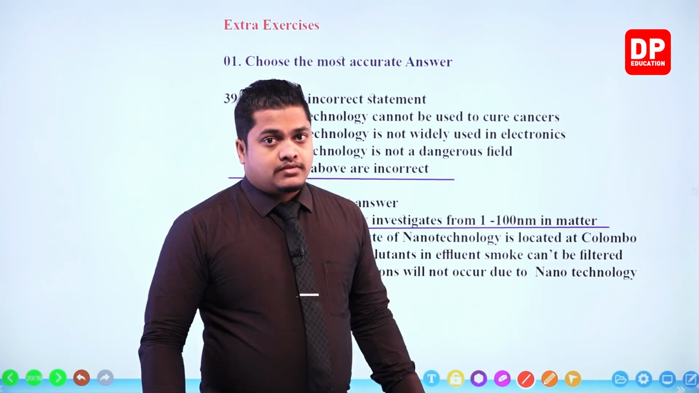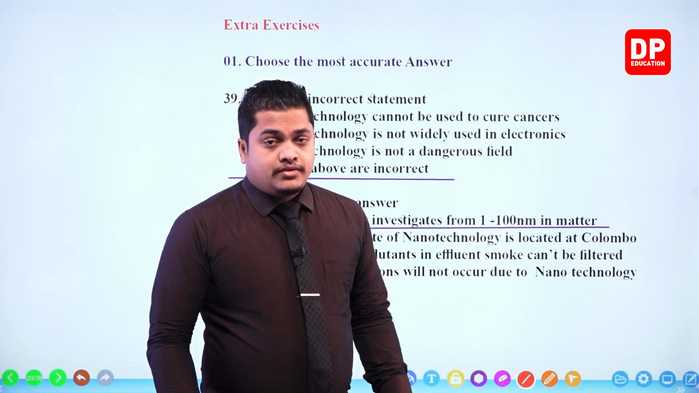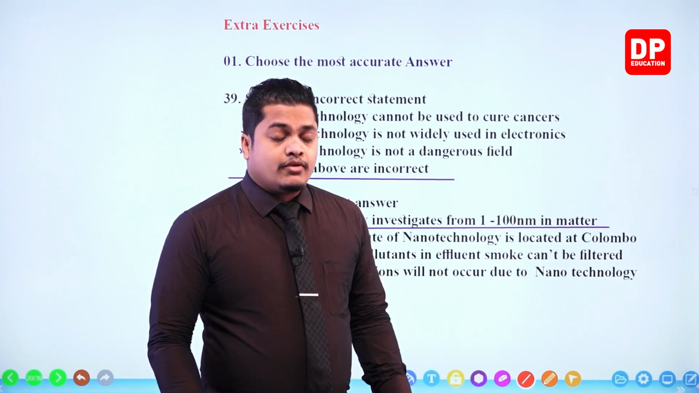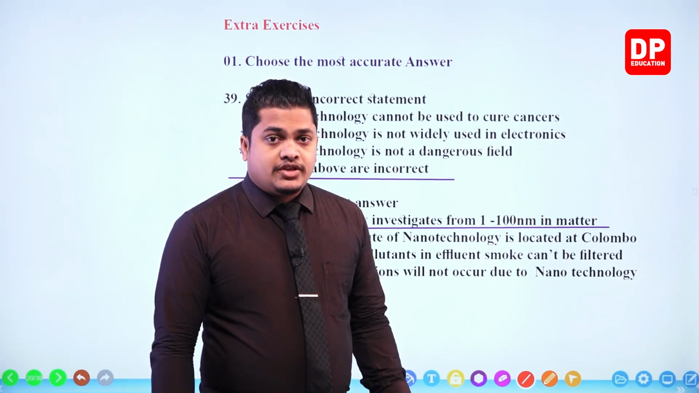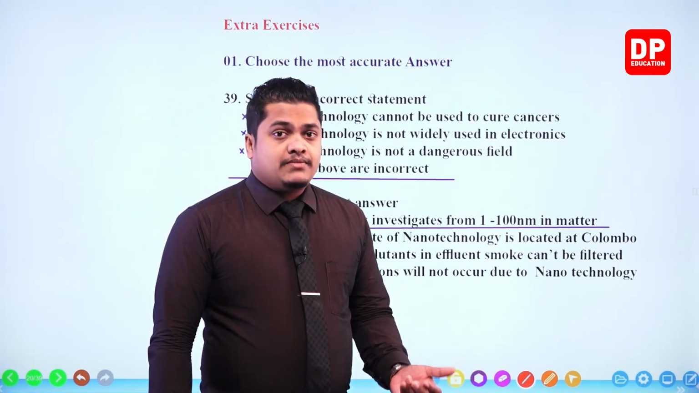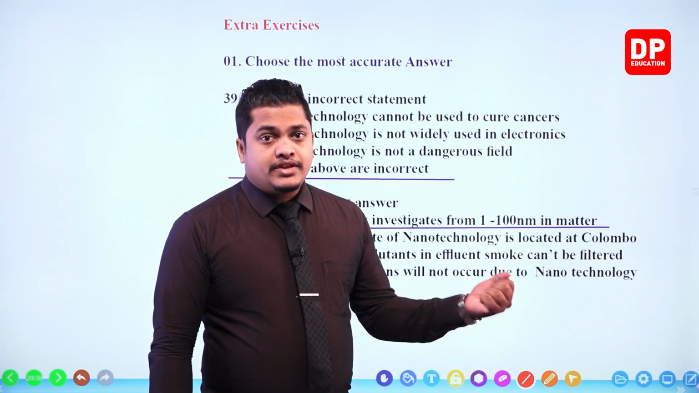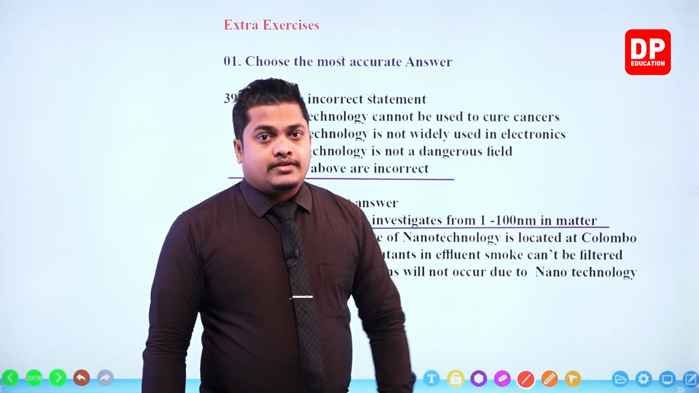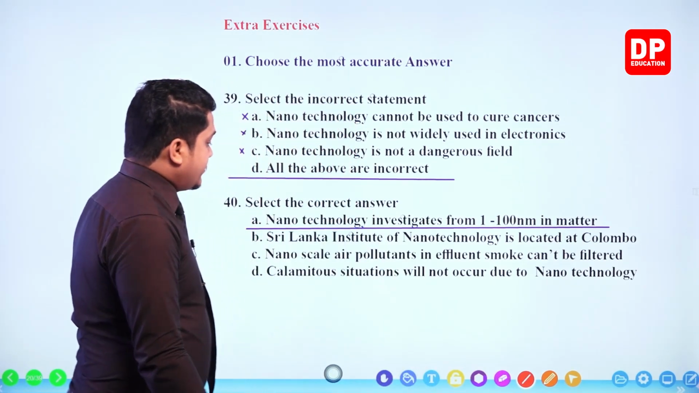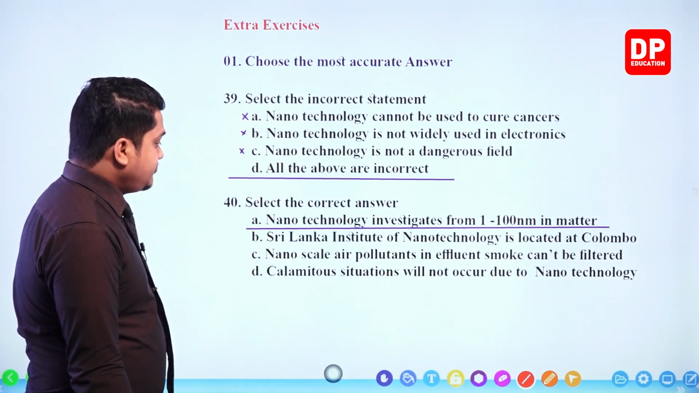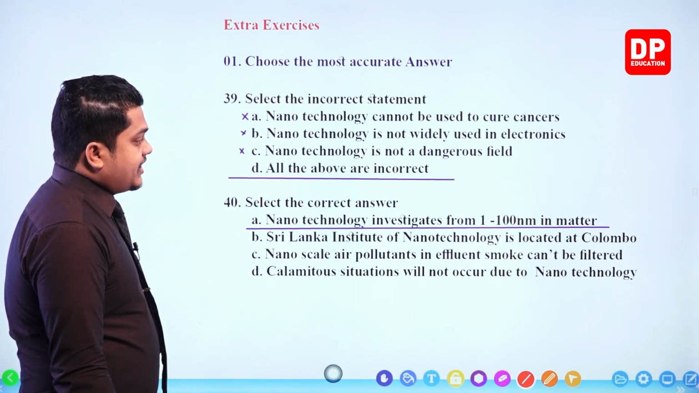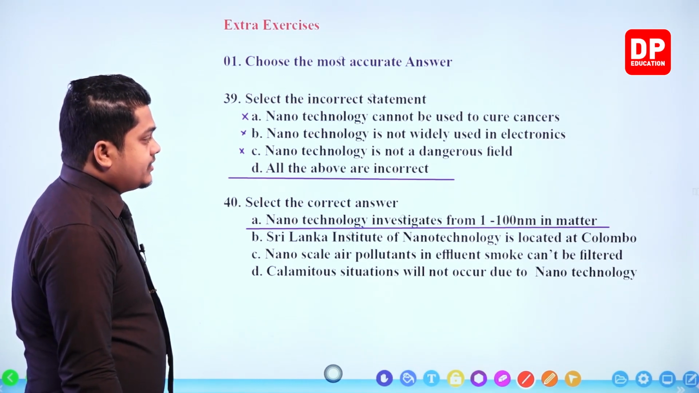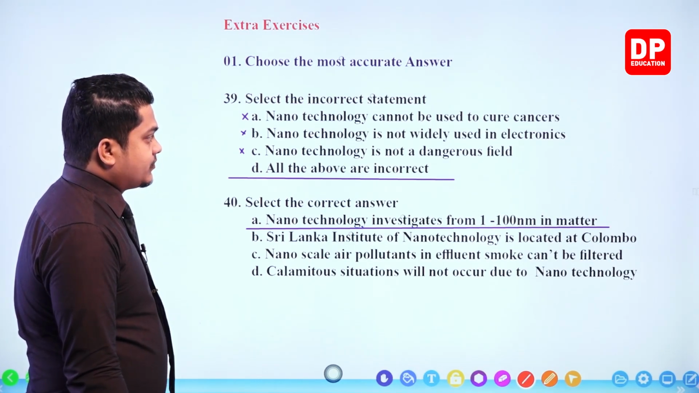Okay, we can't come to direct conclusions. According to the people who are using it, it can change. So sometimes calamitous conditions may occur in society because of nanotechnology. So that is also incorrect. So our answer should be the first and foremost answer: nanotechnology investigates matter from 1 to 100 nanometers.